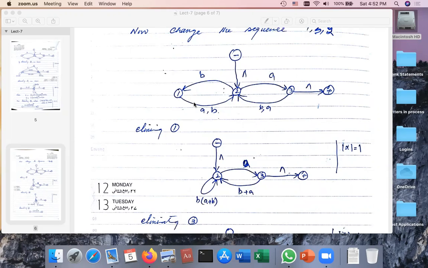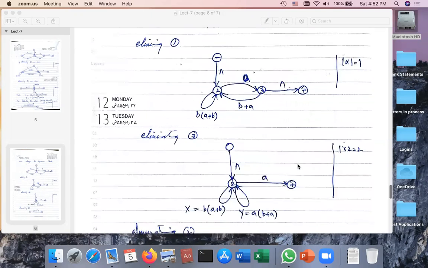State 1 has one outgoing and one incoming, so 1 cross 1, one edge I have to introduce. And what is that edge? It is a kind of a cycle, so this will be removed. From this state 2, I can go B and then A plus B. So this is the edge I have to introduce, B and AB. This is the loop I have introduced here, and the rest of the things are the same.